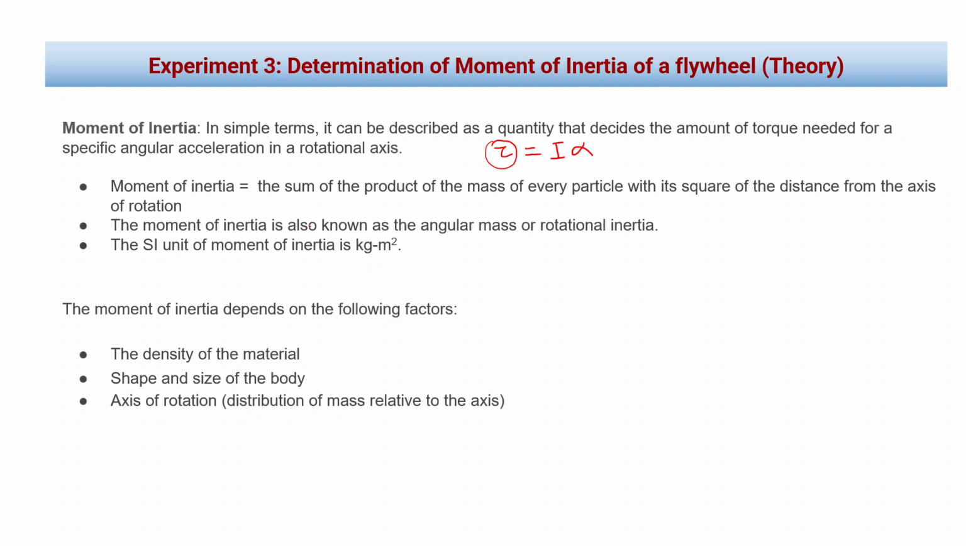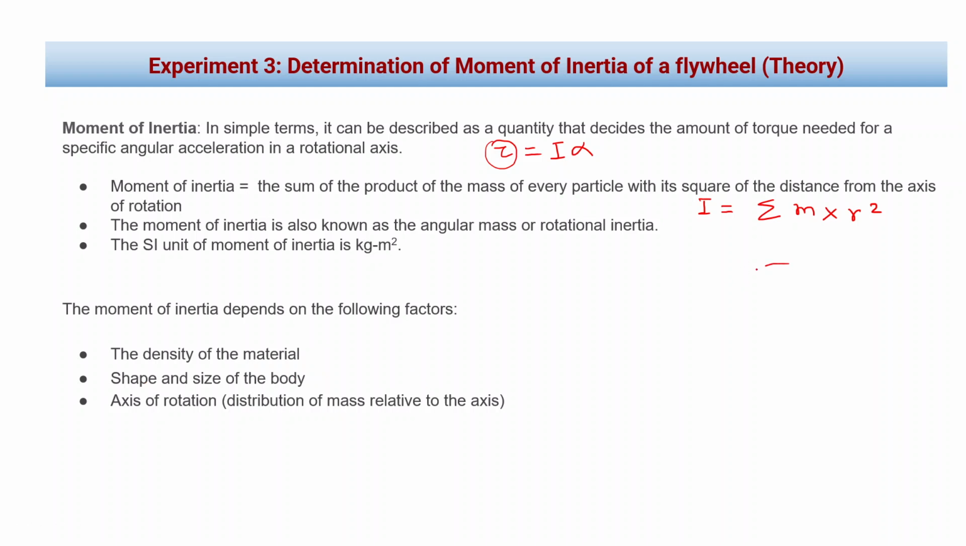Moment of inertia, for any object, is given by the formula sum of mass times r square, where r is the distance from the axis of rotation. We'll see these things in detail a little later. Moment of inertia is also known as angular mass or rotational inertia, and the SI unit is kg meter square. The moment of inertia depends on the following factors: the density of the material, shape and size of the body, and axis of rotation.